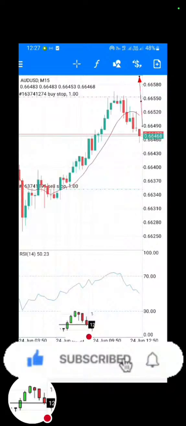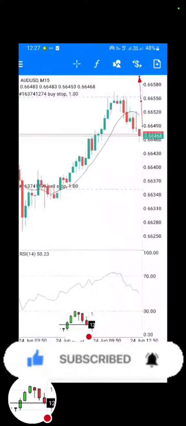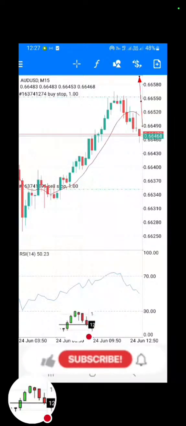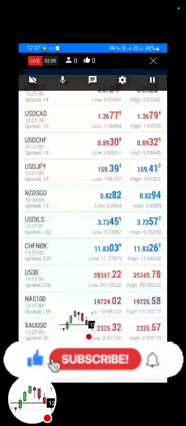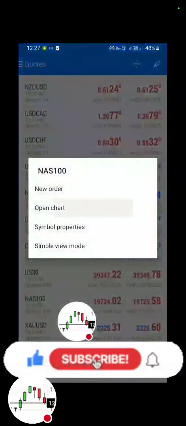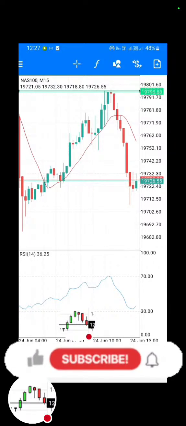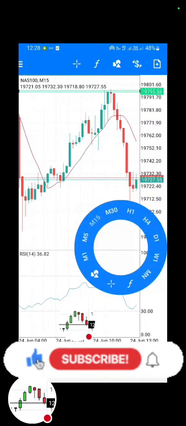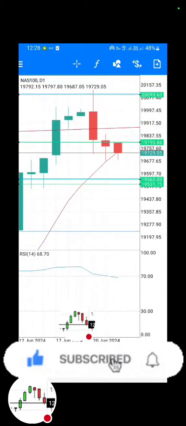Let's talk about swing trading. Swing trading is like this. We're going to go to the Nasdaq market. Actually, this is the Nasdaq market. You can see on the screen, guys, this is the Nasdaq market. Swing trading works like this, guys.